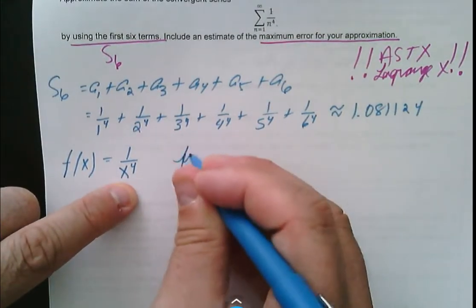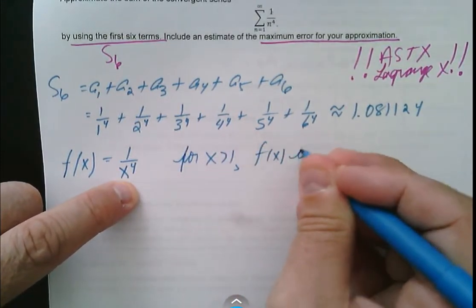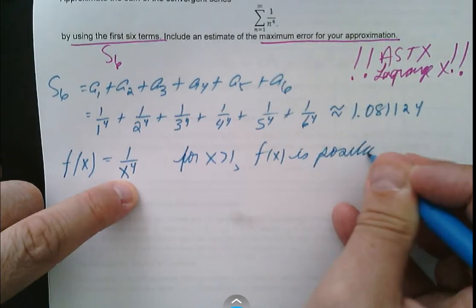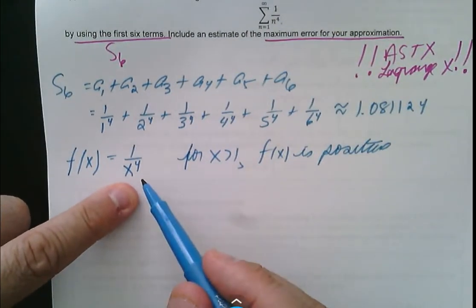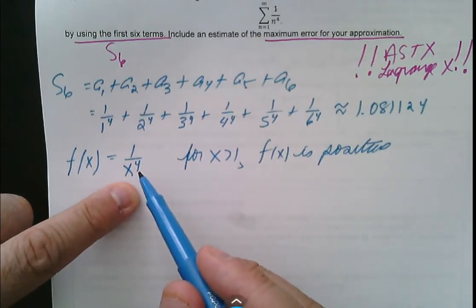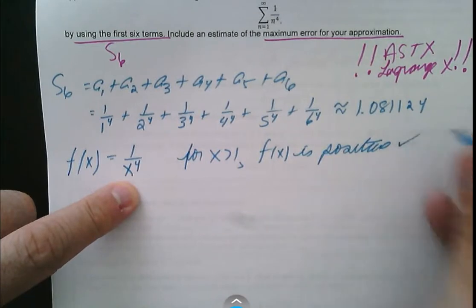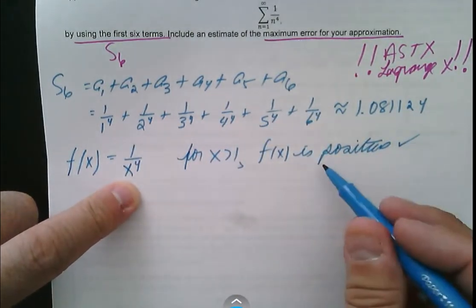I have to know that for x greater than 1, f of x is positive. Is that true? For all values of x greater than 1, raise something to the fourth power, you're going to be positive. 1 divided by a positive number is positive. Great, check. You don't even have to prove it, you just need to write it. Okay, what else has to be true?